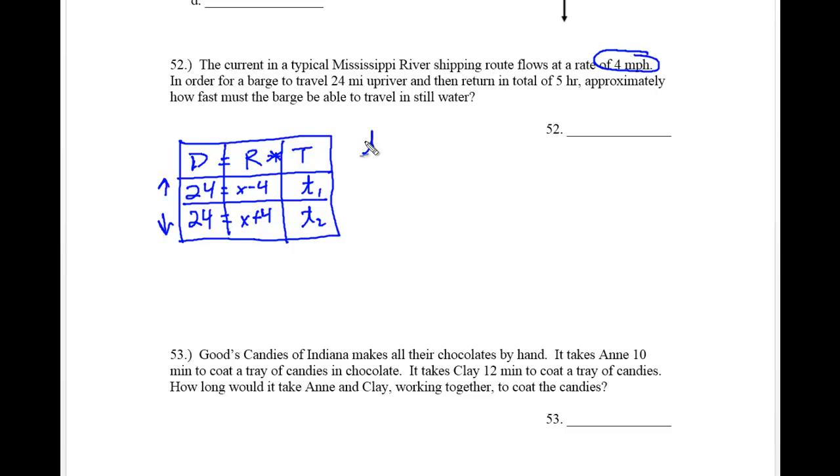And our T1 and T2 are different times, but they will add up to a round trip of a total of 5 hours. So if I can get each of these expressions written in terms of T1 and T2, I should be able to get my equation up here and then solve for x. As I set up my table, my second instruction would be that you write the equations. So the first equation would be 24 is equal to r times t, which is x minus 4 in parentheses times t sub 1. Use the parentheses there because it's going to come in handy. Then I got my 24 is equal to x plus 4 times t sub 2.